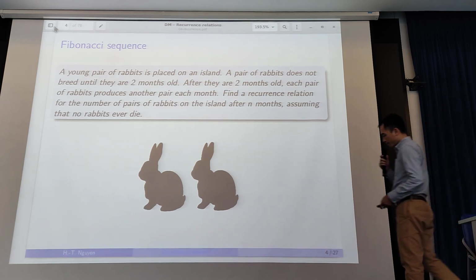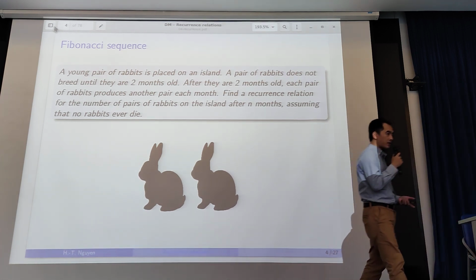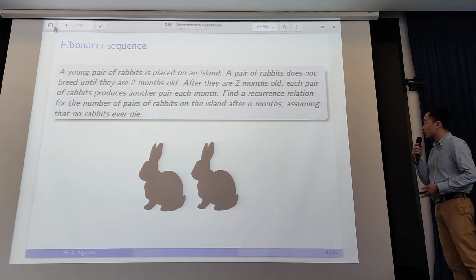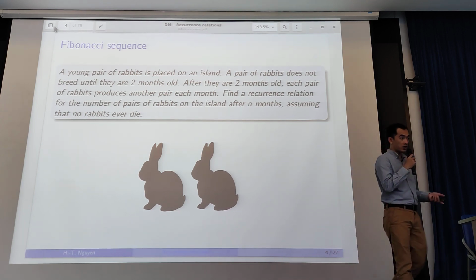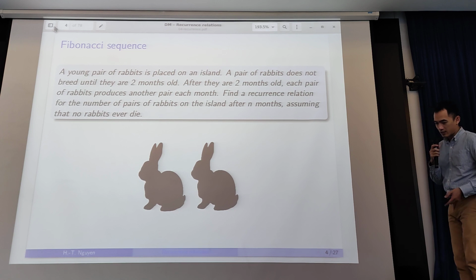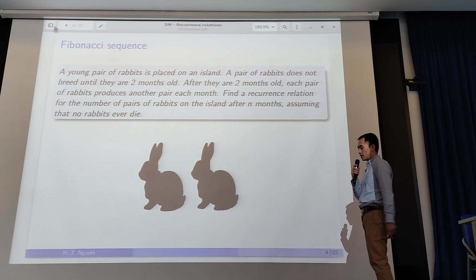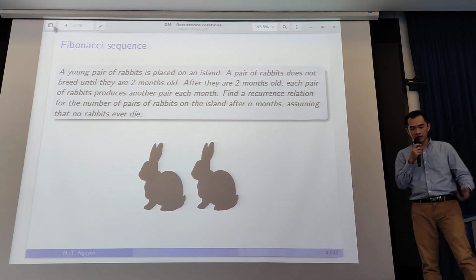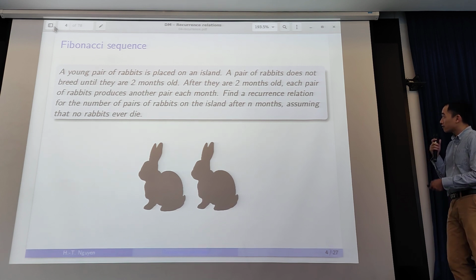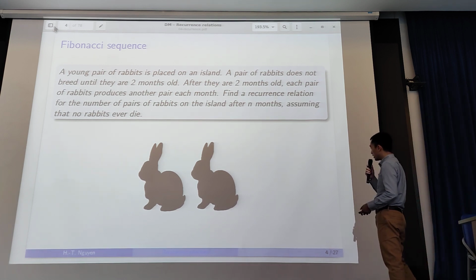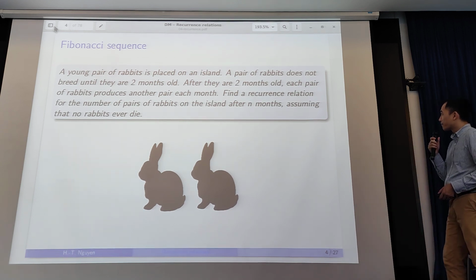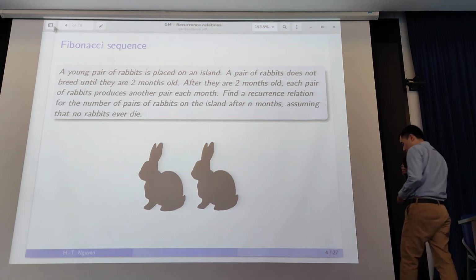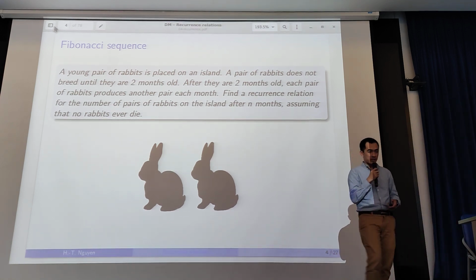Okay? So now, the classic example of a recurrence relation is the Fibonacci sequence. I guess maybe some of you have heard of it. It is a famous sequence, and you can see its occurrences in nature, in mathematics, in art, etc. It is related to the golden ratio in art and in architecture. This problem can be stated as follows.